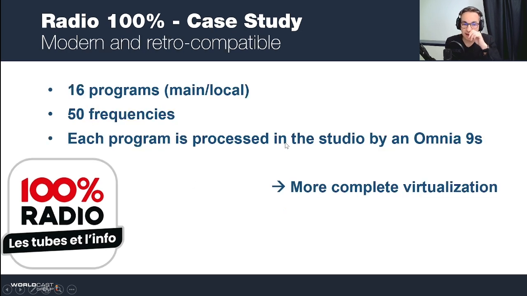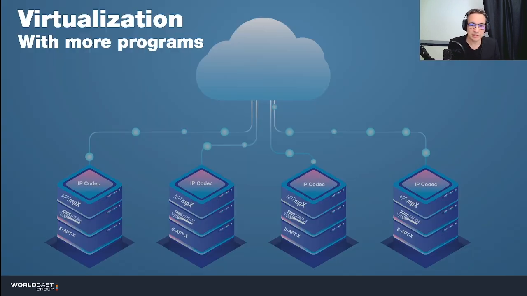As I said, they have 50 frequencies, but also 16 programs because they are doing a lot of local content in the south of France. And for this reason, because there are 16 outputs from the studio, 16 programs, we wanted to have something more complete, more professional in terms of virtualization. Not only a software, but something more robust. So what we did is to use the APT IP codec in its virtual version.